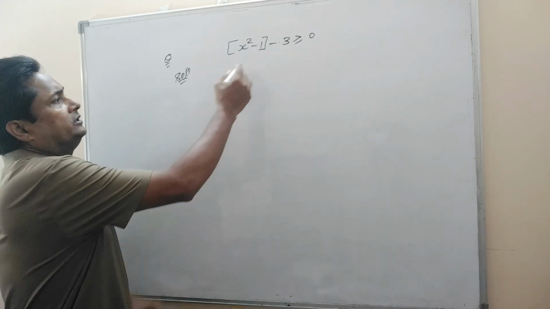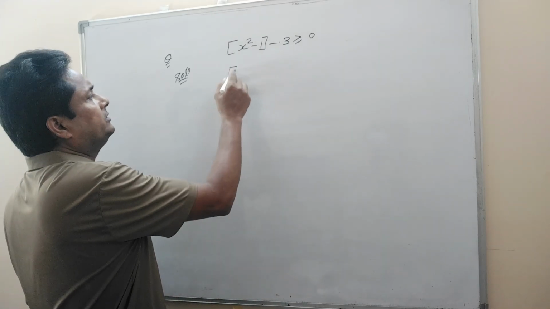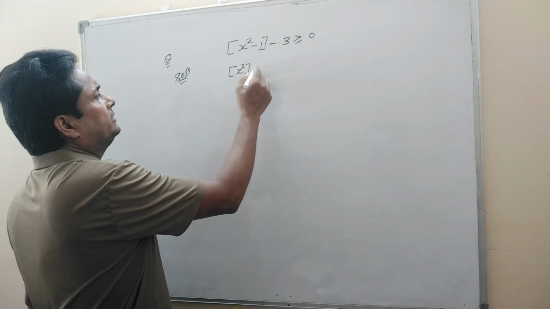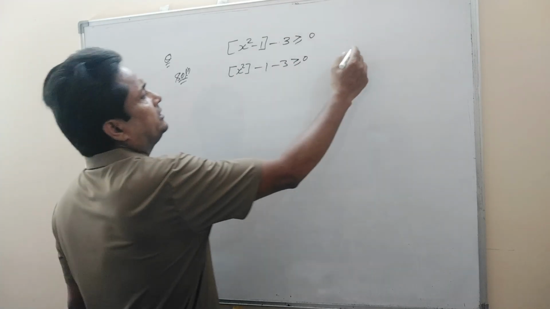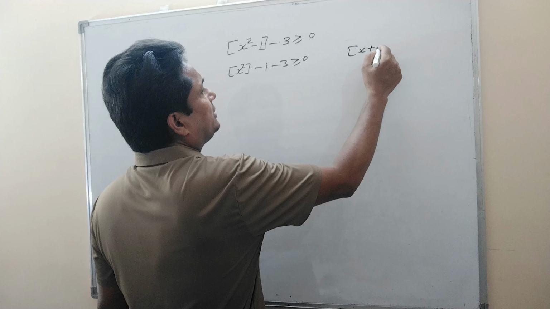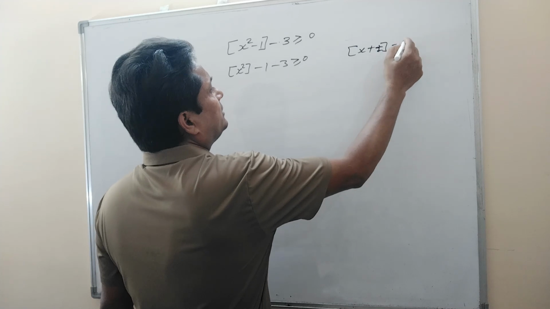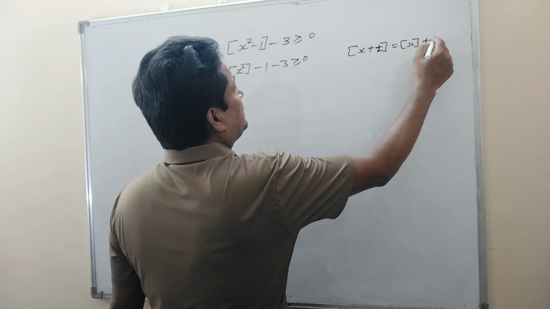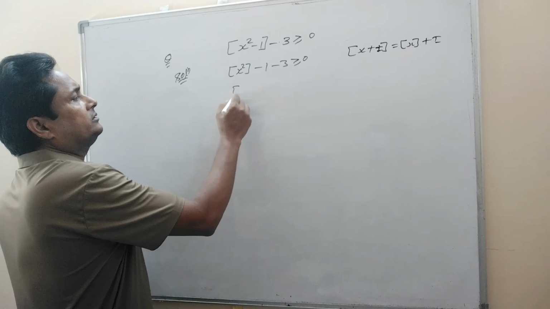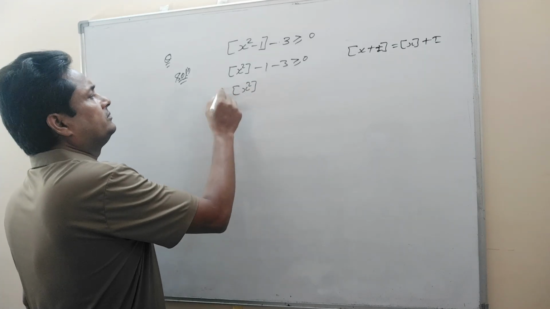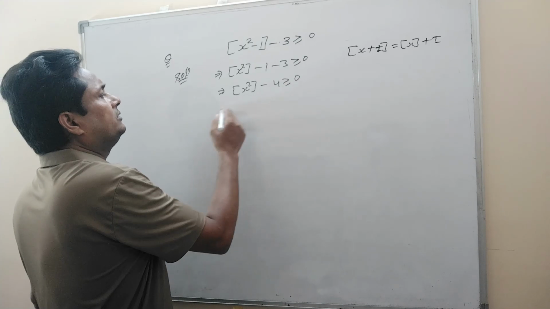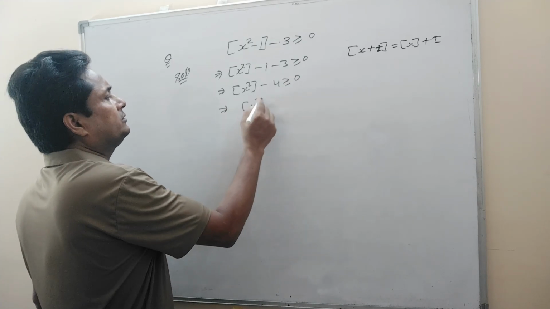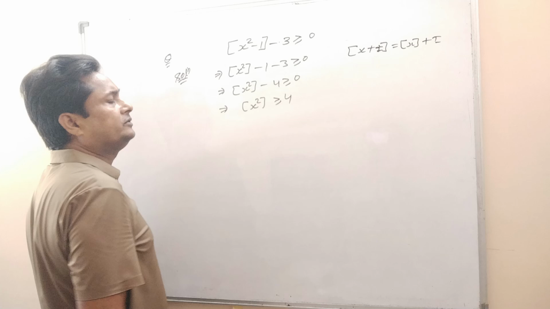If I substitute here x minus 1, then this will be greatest integer of x minus 1 minus 3 greater than or equal to 0. I am using this property: greatest integer of x plus I is greatest integer of x plus I. So this is greatest integer of x square minus 4 greater than or equal to 0, so greatest integer of x square greater than or equal to 4.